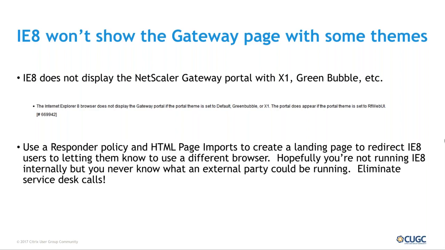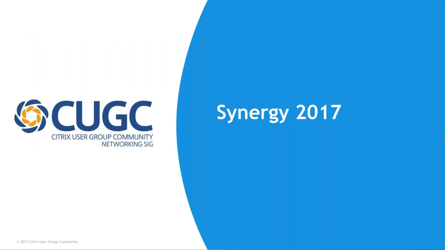So one of the workarounds that I would suggest is to use a responder policy, check for IE8 coming across, and as soon as you see that, just redirect them to a maintenance page. You can use the NetScaler itself to host those maintenance pages using the HTML page imports feature. I would just put a quick little page on there that says, hey, you're using a browser that's not supported. Please use a different browser, or contact the service desk or whatever it is that you need to do. This can help eliminate a lot of the confusion if you do notice you have IE8 users using your gateway.